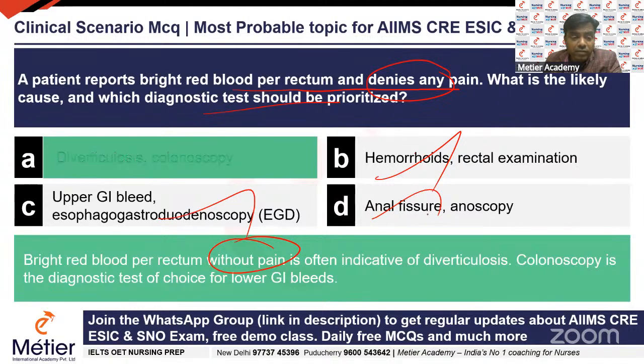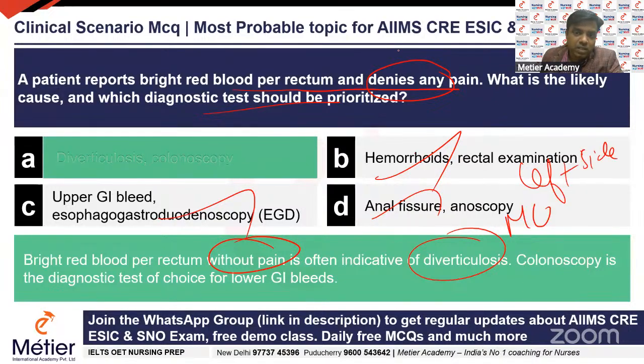Even though everything has bright red blood, without pain is often indicative of diverticulosis. This is diverticulosis, right side. Usually appendicitis will come in which side? Right side, right? Appendix. Left side appendicitis is known as diverticulitis. It will come on the left side. So hemorrhoids, yes, denies pain; without pain is often indicative of diverticulosis.